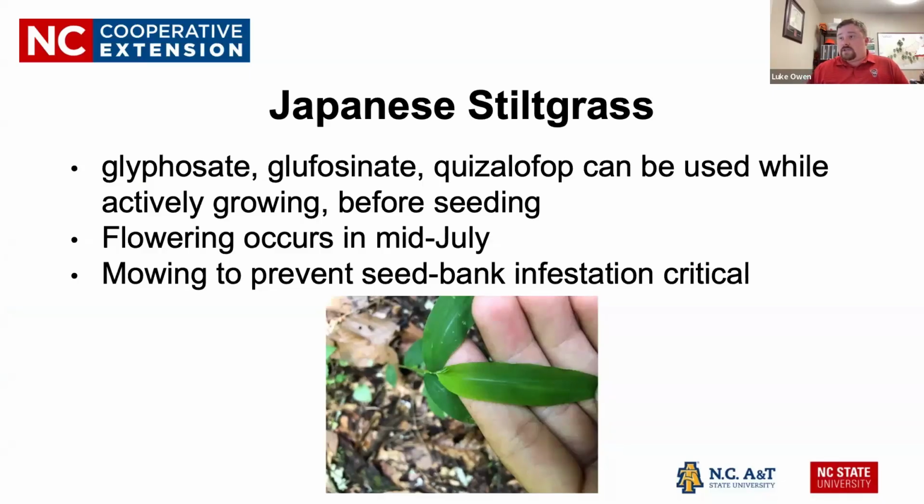There are several chemistries that we can use. Glyphosate, glufosinate. Glyphosate can be used while actively growing, but you want to treat or mow before it seeds, typically mid-July. We want to make sure that whatever treatment we do, we do it before it goes to seed, because it can seed thousands and thousands of viable seed per individual plant. This is one that can build up in a seed bank in a hurry. You can see here the flower structures are very small. The flowers are borne right at the axil of the leaf. So it's going to take some really active monitoring to know the optimal time of treatment.